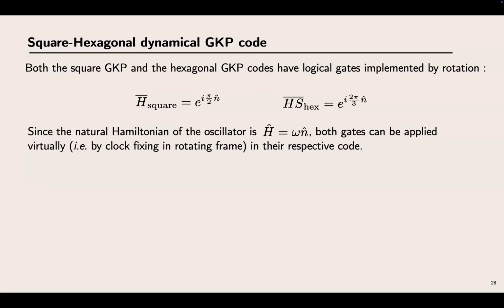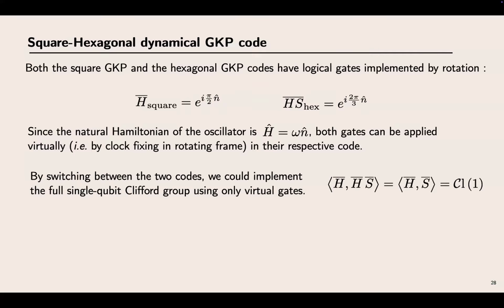And in superconducting systems in general, it's just done by clock fixing, which means you don't introduce errors, right? What's clock fixing? It's just changing, like waiting a little bit more before doing the operation. So you don't do an operation to get those. So they're virtual. And so if I can switch in between the codes, then I can have access to both of these. And then I can implement all the 1-qubit Clifford gates for free, right?